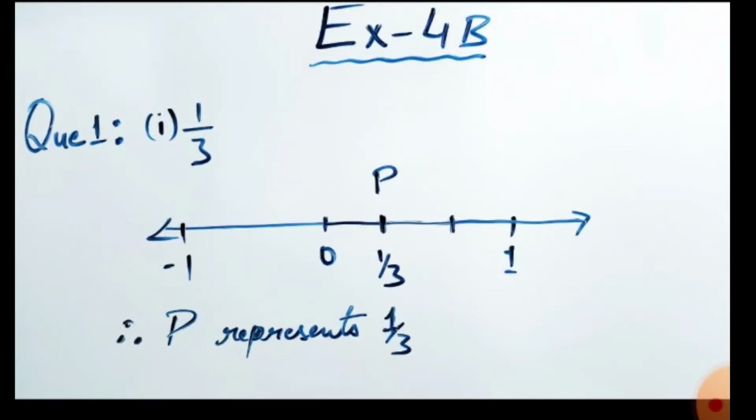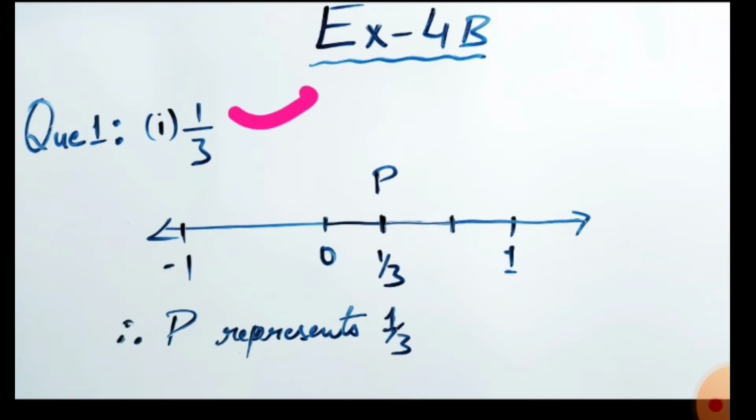We are going to start with exercise 4B, question number 1, 1 by 3. First of all, we can see this is a rational number 1 by 3. Here the numerator is smaller than the denominator. If the numerator is smaller than the denominator, its value is always less than 1. Here 1 is smaller than 3, so its value will be less than 1. So it will lie between 0 and 1.